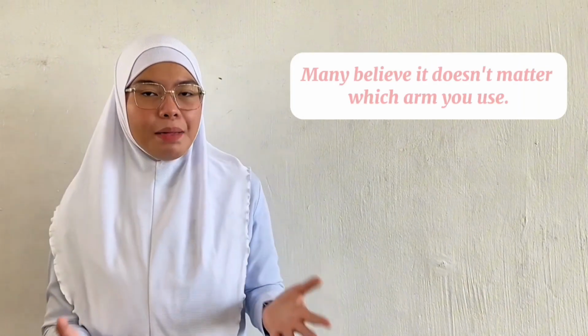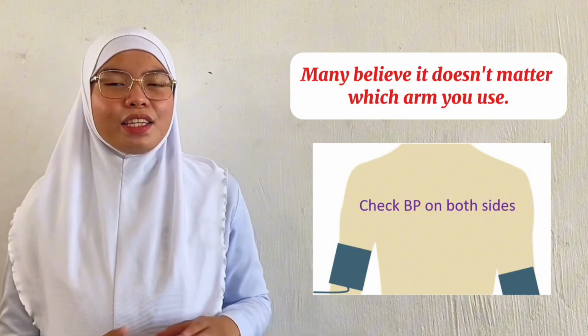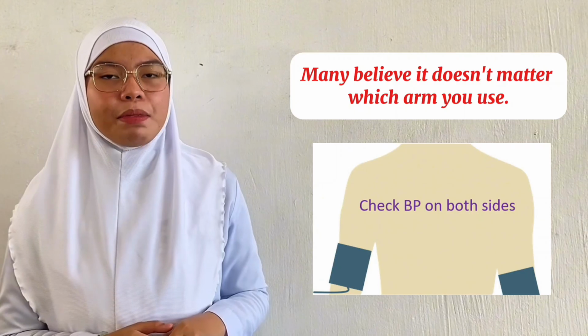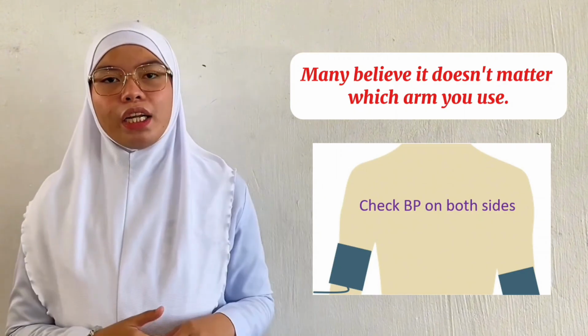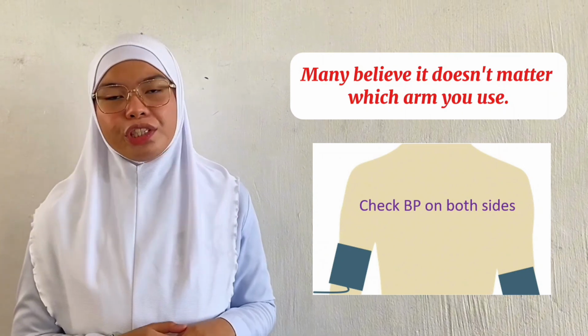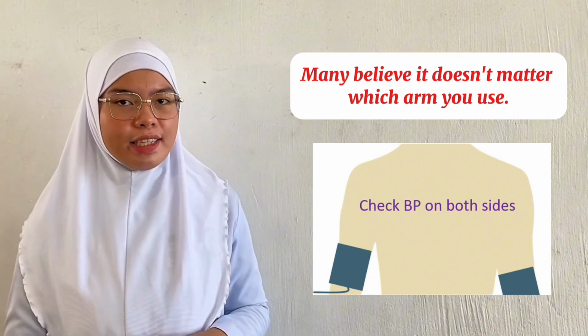And lastly, the two-arm comparison. Many believe that it doesn't matter which arm you use. In reality, it is normal to have a small difference, but a consistent difference of 10 mm of mercury can be a sign of vascular issues. The misconception is using the lower arm for future checks. You should always choose the arm with the higher reading for consistency.